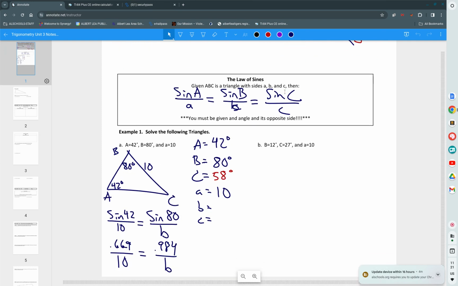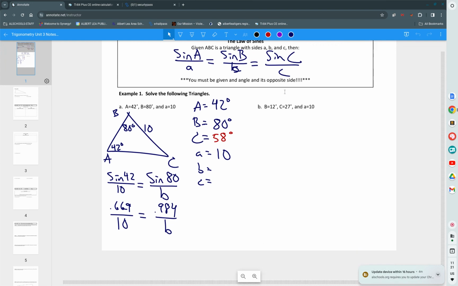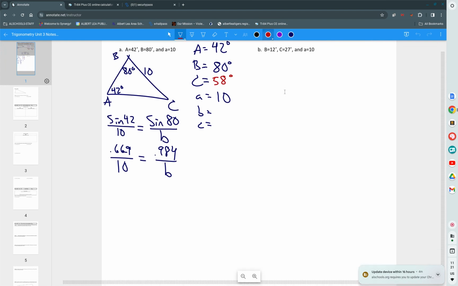Okay. Can somebody tell me what they got for side B? 14.708. Hold up, 14.7 what? 08. Is everybody okay with side B as 14.708? Yep. Hold up. Can I use the Pythagorean theorem to find side C? Absolutely not. Why? Because it's not a right triangle. How do we get 14.708?